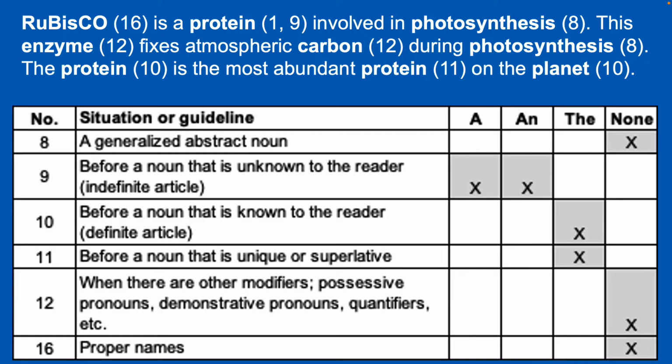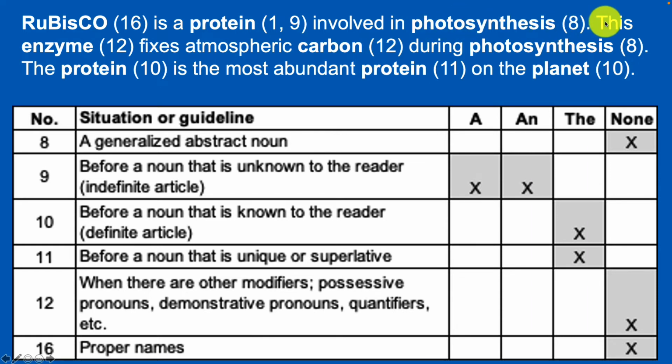All right, so for Rubisco, this is rule number 16, which we didn't get to yet, but that's all right. And that is, it's a proper name. So we do not use an article with the proper name. Rubisco is a protein. So this uses rule number 1 for a with consonant sounds, and rule number 9, which is before a noun that is unknown to the reader. So until we defined Rubisco as a protein, it was unknown to the reader that Rubisco was a protein. Involved in photosynthesis. So no article here, and that's because it's a generalized abstract noun.